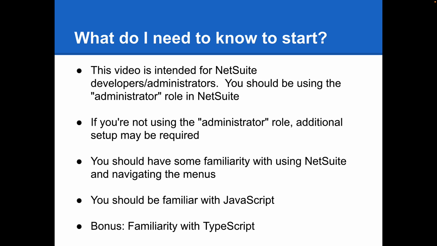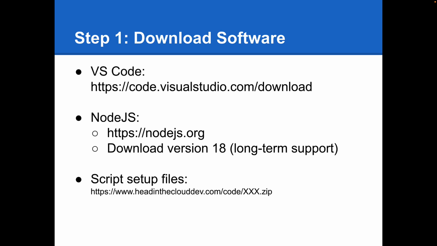So step one, let's download some software. The IDE we're using is VS Code by Microsoft. Unlike WebStorm, it is totally free. You can download it from code.visualstudio.com/download. Second, we're going to be installing Node.js. I recommend downloading whatever the current long-term support version is. And I'll post this as a comment, but you'll want to download the script files that I use here. I'm posting it on our website after this video.